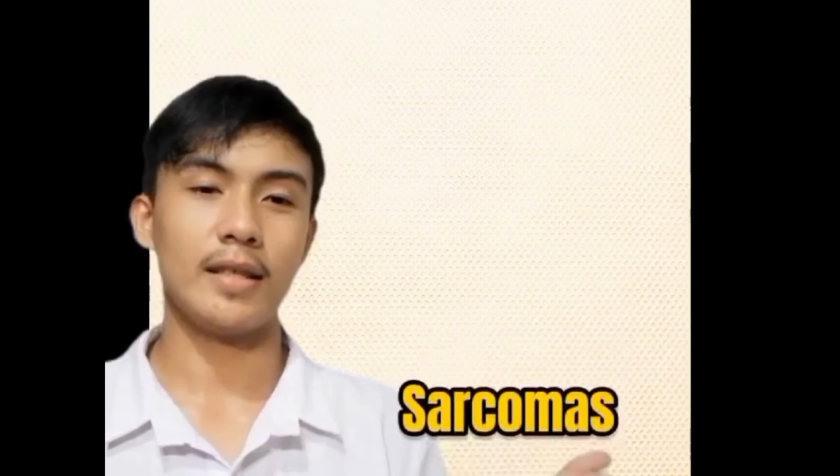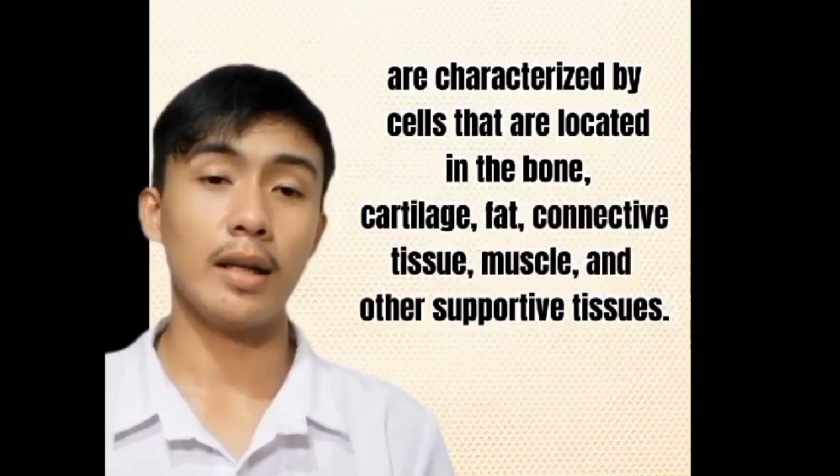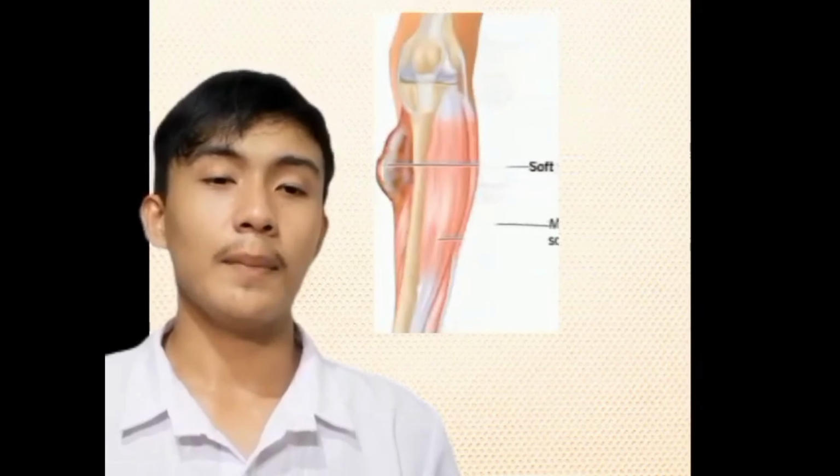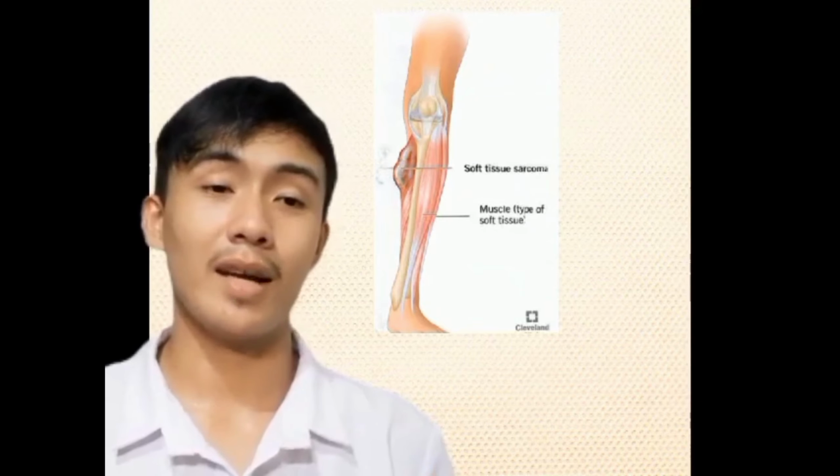Second, we have sarcomas, which are characterized by cells that are located in the bone, cartilage, fat, connective tissue, muscle, and other supportive tissues. An example is the tumor of the bone. So this is the example of the sarcomas, the tumor of the bone.